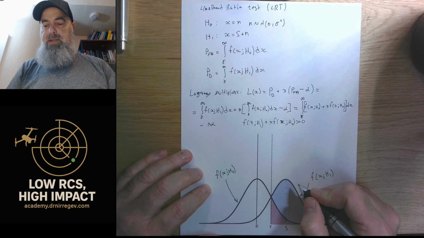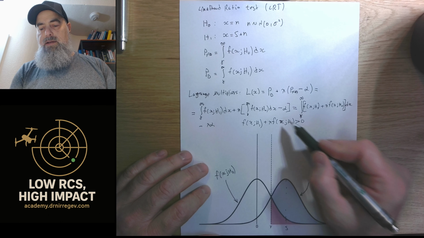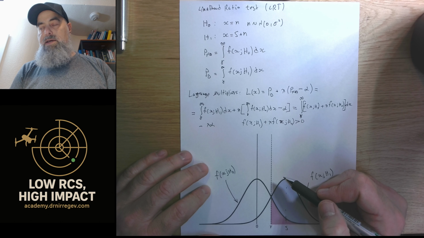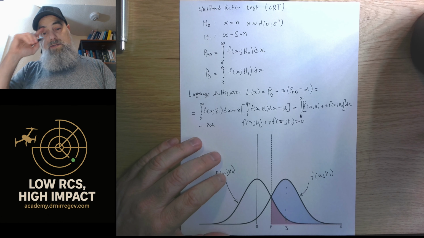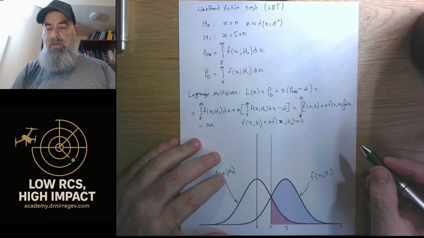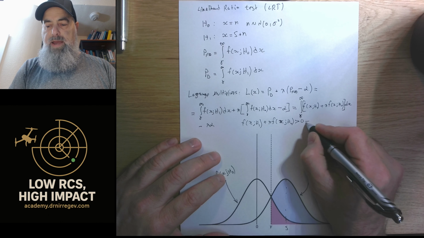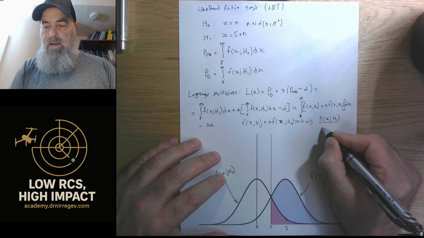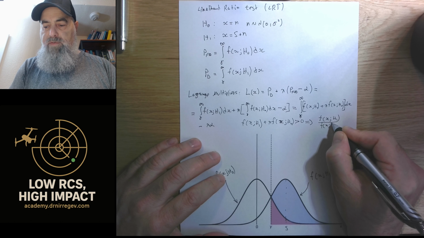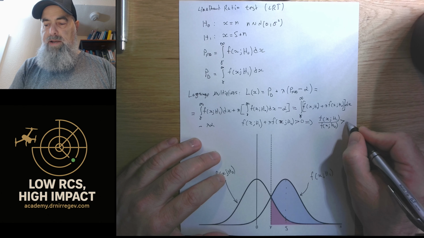So we write that f of x under H1 plus lambda f of x under H0 is greater than 0. Let's divide both sides by f of x under H0. Obviously the PDF is a non-negative value. Let's assume it's positive, so we can divide by it, and we're taking all of the x's that are positive anyway. We're not taking x's that are 0 or negative. So we get that f of x under H1 over f of x under H0 is greater than minus lambda.